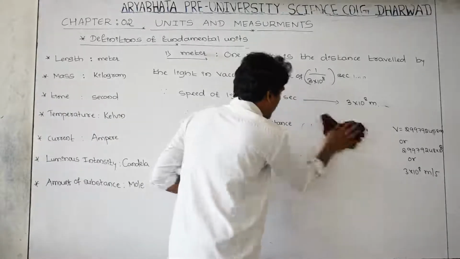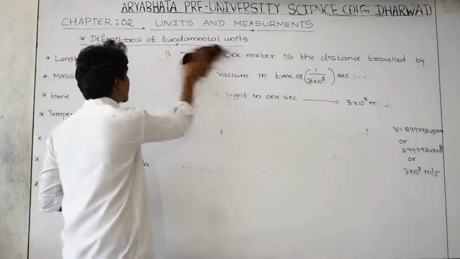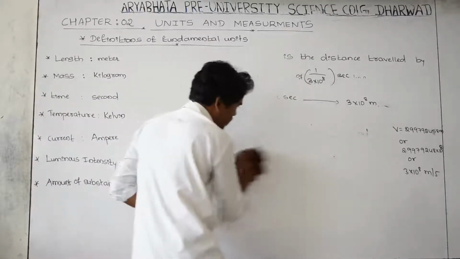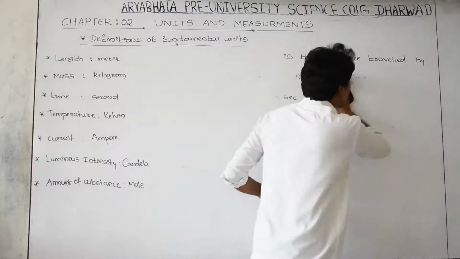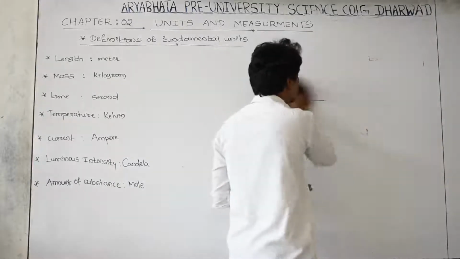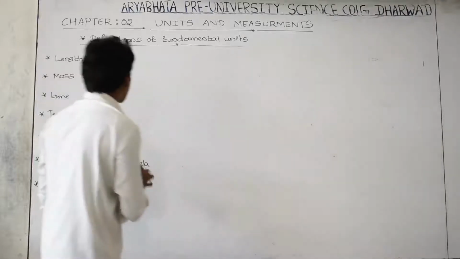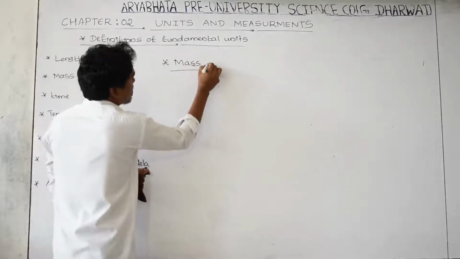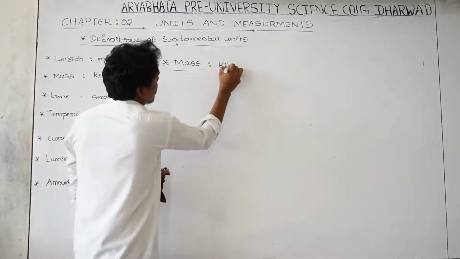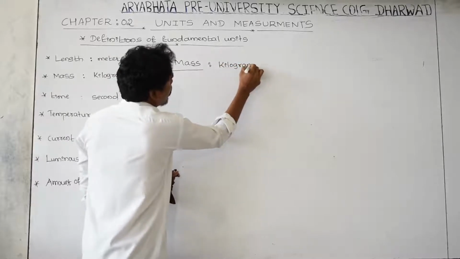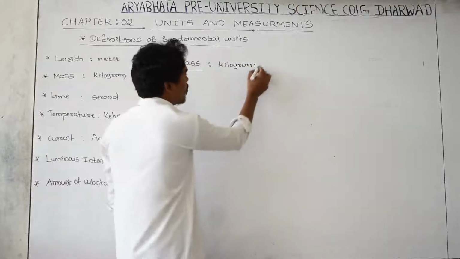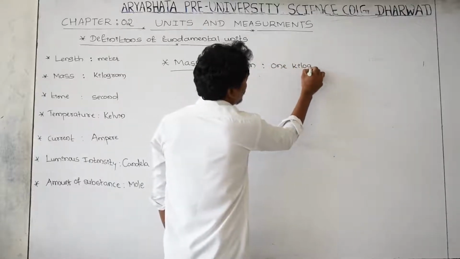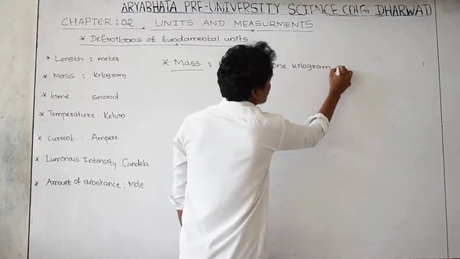Next we can study the second SI unit, that is the SI unit of mass. How to define the SI unit of mass? With respect to the speed of light, we defined the SI unit of length. Now go to the second SI unit, that is mass. What is its SI unit? That is the kilogram. What do you mean by 1 kilogram? 1 kilogram is the mass of a cylinder.